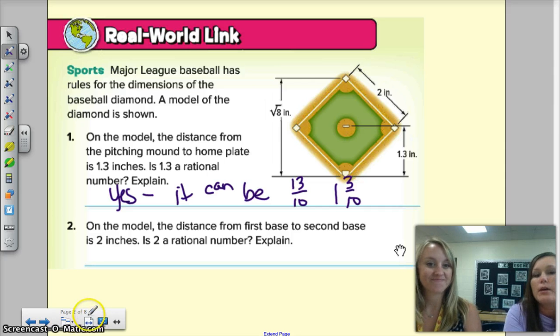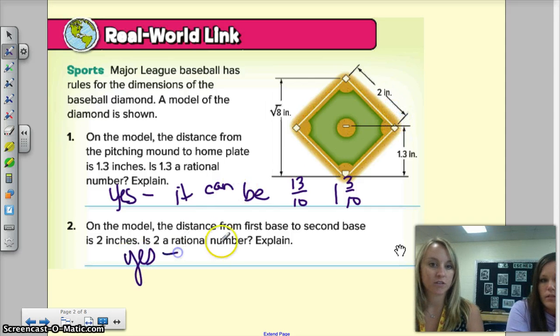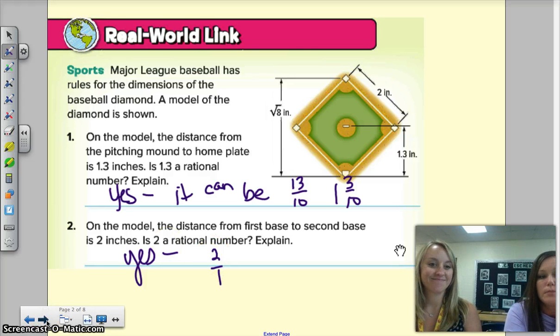Now on the model, the distance from first base to second base is 2 inches. Is 2 a rational number? Yes, it can be written as a fraction. It could be 2 over 1.